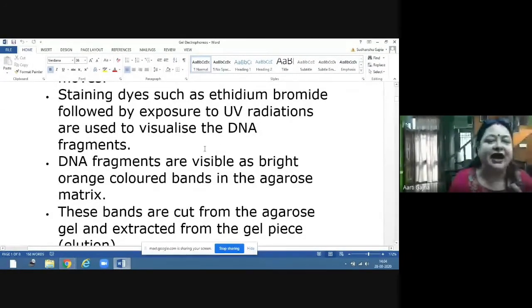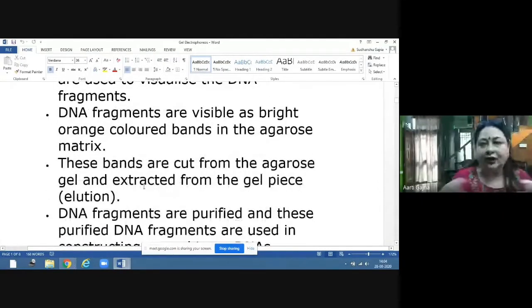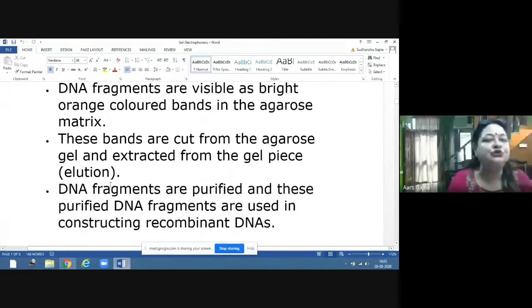Now these bands are cut from the agarose gel. Once they have been separated in the agarose gel, we can cut them, because gel is a very fluid type of medium. It's not very hard, so we can just cut the gel and extract the gel piece, which means we can extract the DNA fragment present in it. This process is called elution. Elution is the process by which we extract the gel piece where our DNA fragment is present.